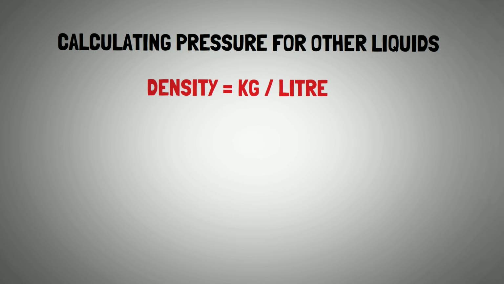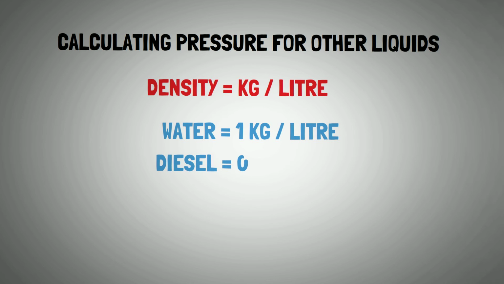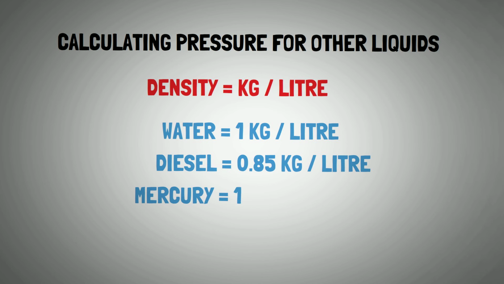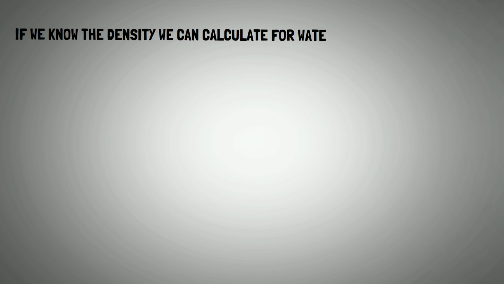Densities are given as kilograms per litre. Water has a density of 1 kilogram per litre, as we have been using. Diesel, being lighter than water, has a density of 0.85 kilograms per litre, and liquid mercury has a density of 13.5 kilograms per litre. If we know the density of the liquid, we can simply calculate the pressure as if it were water and then adjust for density.